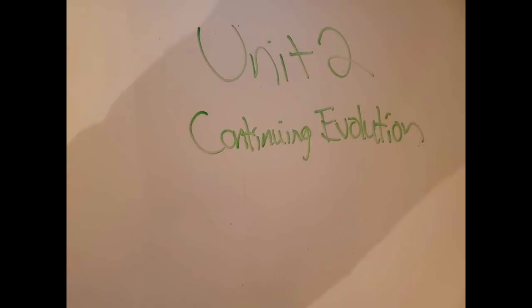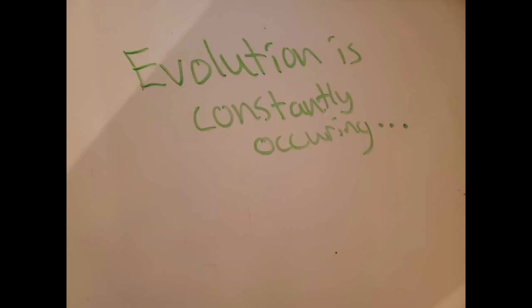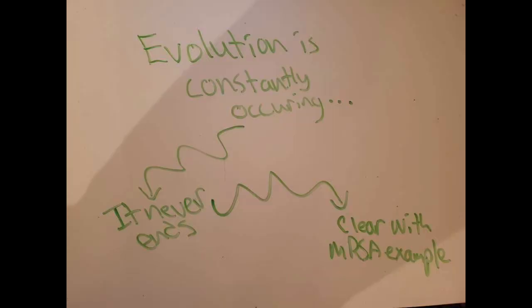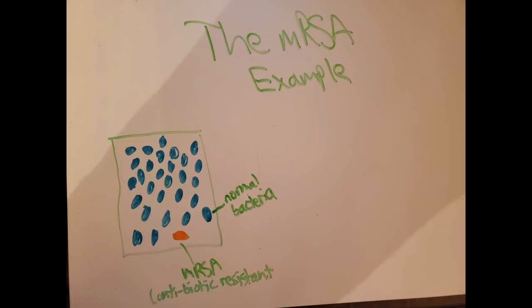Our next section in our presentation is Unit 2, Continuing Evolution. So, evolution is constantly occurring across the world. It never ends, and this is clear today with the MRSA example. MRSA is a type of bacteria that is extremely adaptable to becoming immune to antibiotics.